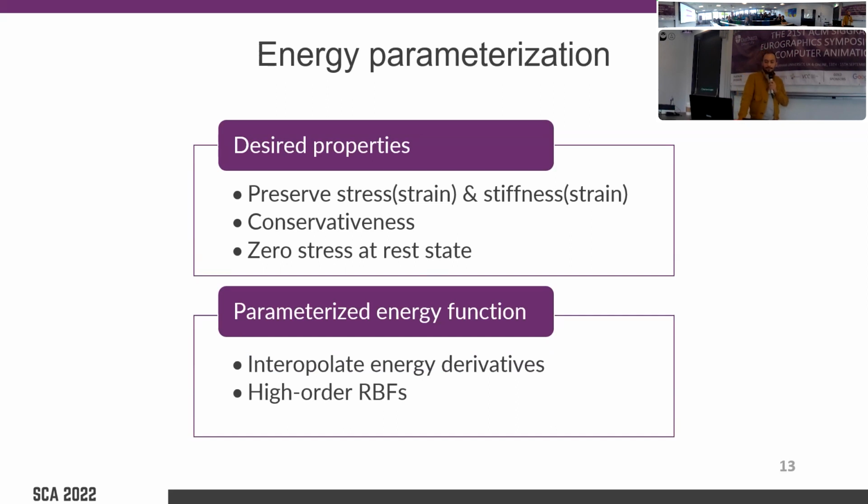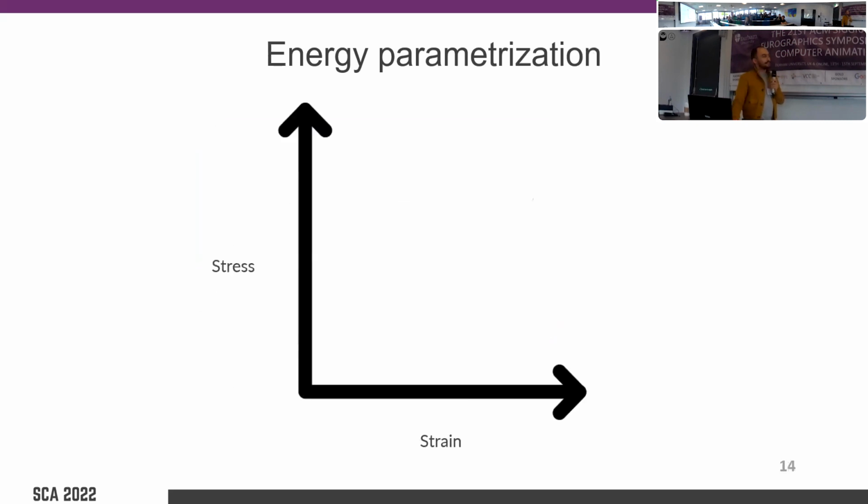We define our parametric function such that it interpolates given values of energy derivatives, which are the stress and the stiffness. To do so, we developed high-order radial basis functions that allow us to interpolate any high-order derivatives. Now let's give a closer look at it. So let's consider a 1D Green strain domain.